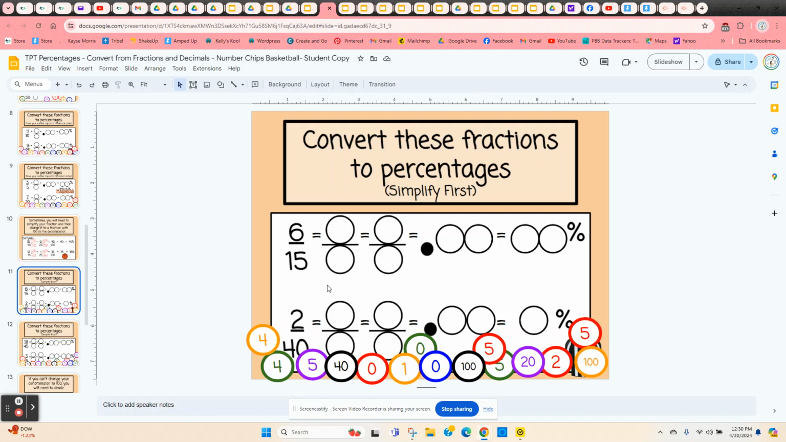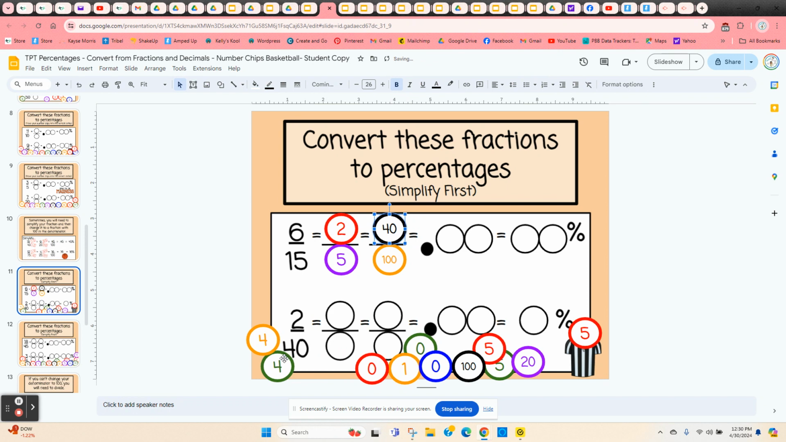So if they simplify 6/15ths, I can divide the numerator and denominator by 3, and I get 2/5. Now I want to convert it to an equivalent fraction with 100 in the denominator, so I'm going to multiply my numerator and denominator by 20. That gives me 40 hundredths, and then 40 hundredths as a decimal, which would be 40%.